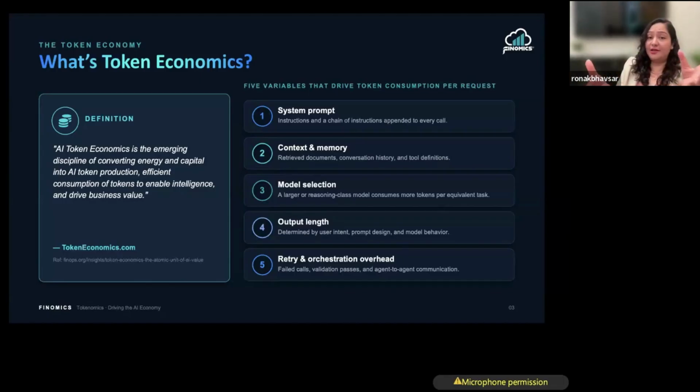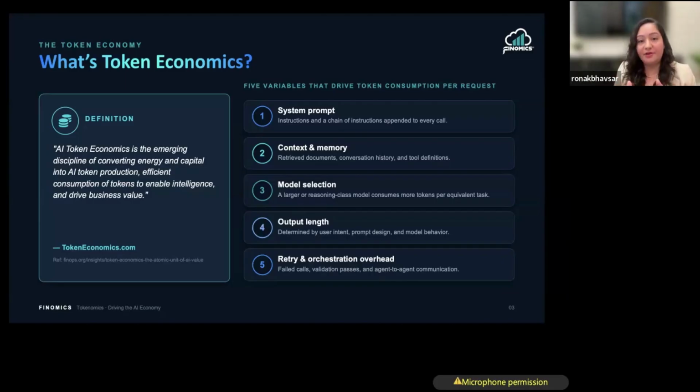Now, output length is also very important, because the token consumption isn't just about the input prompts, the system, the context memory, or the model selection. It is also the kind of response that the AI will generate. How it is internally designing your prompt, how the model is going to behave, and how big your output is going to be, or what kind of content it's going to generate. Is it going to be images? Is it going to be a video? Is it going to be something else? Is it going to generate code? So with different prompts, different contexts, different outputs, the consumption is going to change.